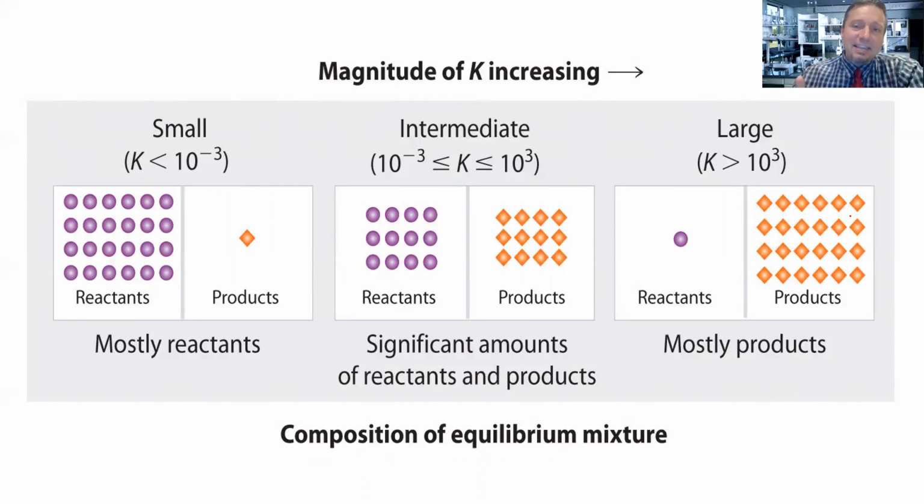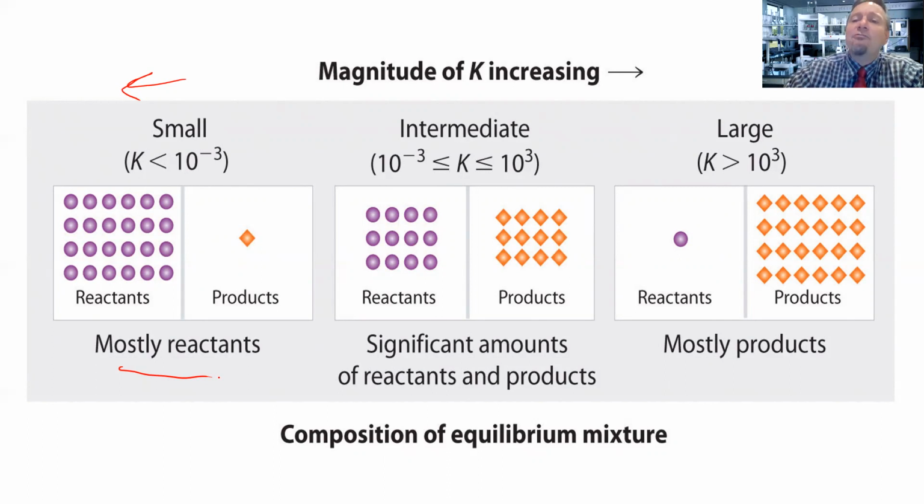If K is very small, that means the reaction is favored to the left, which is mostly reactants. So if K is very small, it is reactant favored, so mostly reactants. An intermediate size of K means you're going to have a mix. A significant amount of reactants and products are going to be left, so it may be an equal mix of them.